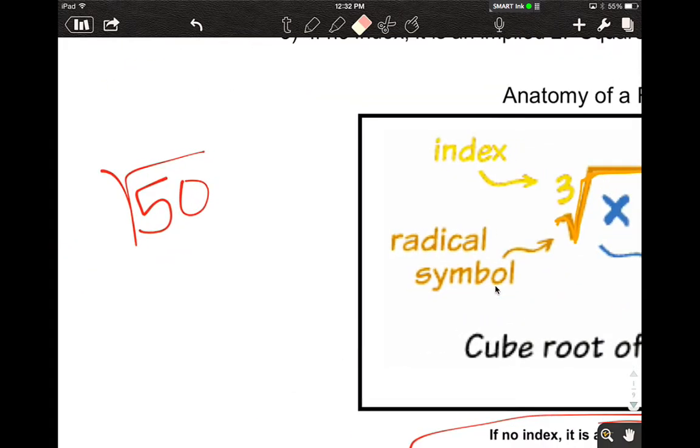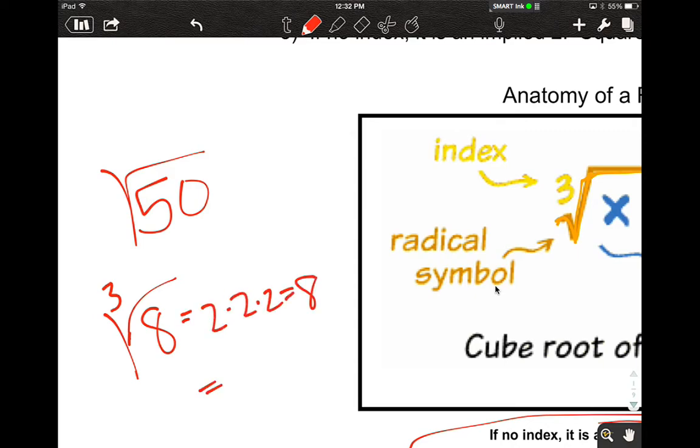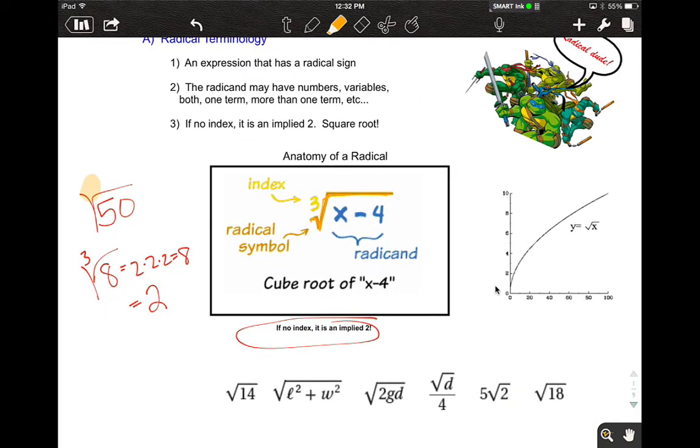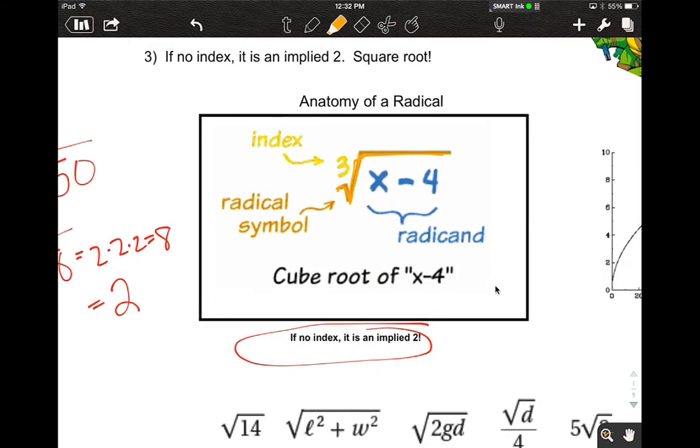But if you happen to see something that looks like this with a little 3, that's the cube root of 8. It's 2 times 2 times 2 equals 8, so the cube root of 8 would be 2. If you don't see something in that general spot, we're talking about the square root. Technically, we call that the index, as you can see in this box.